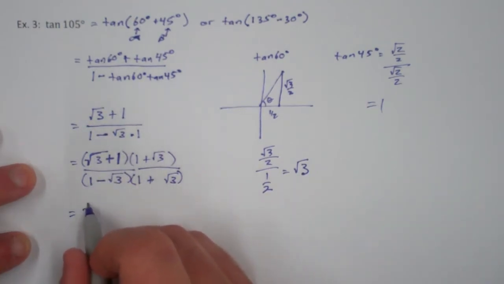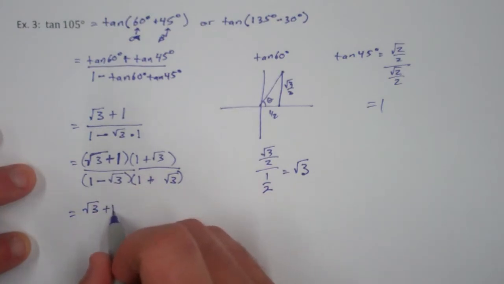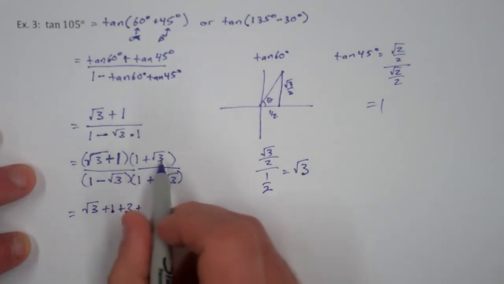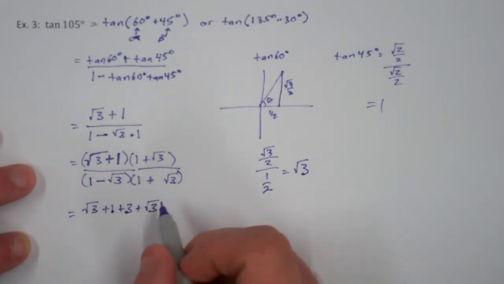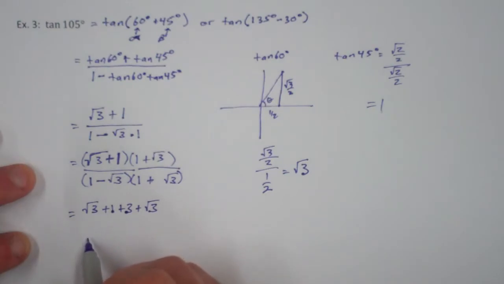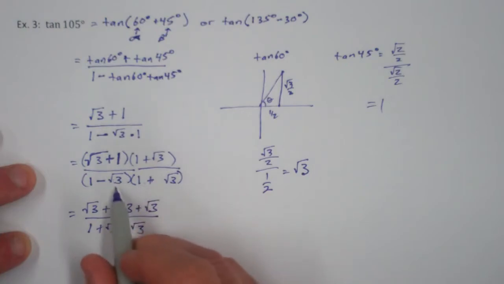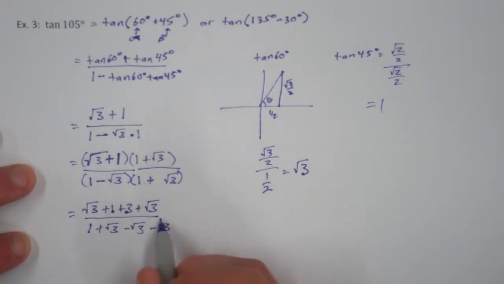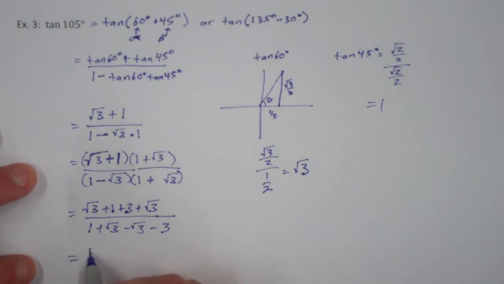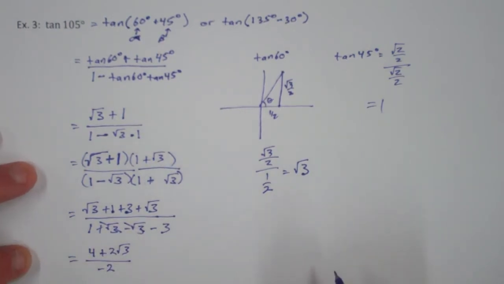So this is going to be root 3. And then 1 times 1 is 1. Now we've got root 3 times root 3, which is 3. And then root 3 times 1, which is root 3. Alright, so we've got, let's see here, on the denominator side I've got 1 plus 1 times root 3 minus root 3, and then this is going to be negative 3. So over here I've got 4 plus 2 root 3 all over, and these guys are going to cancel. 1 minus 3 is negative 2.